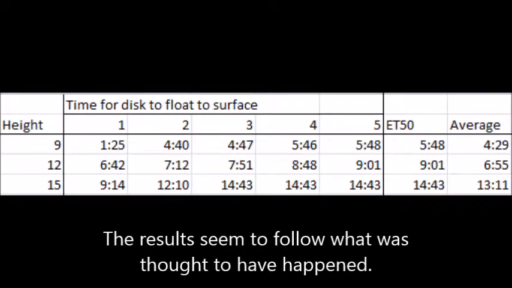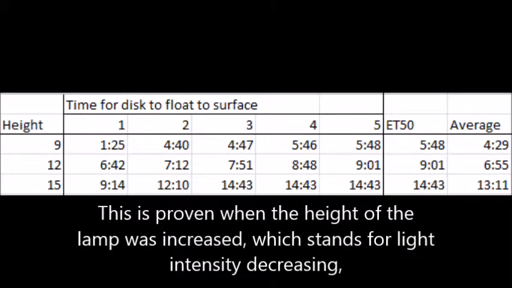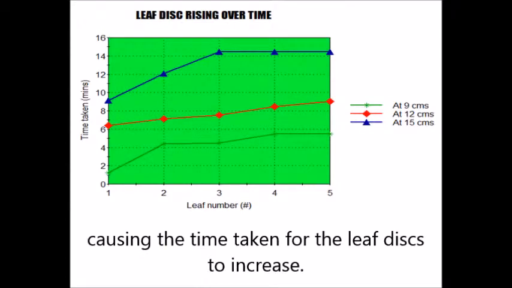The results seem to follow what was thought to have happened. As the light intensity of the lamp decreased, the time taken for the leaf discs to float to the surface increased. This is proven when the height of the lamp was increased, which stands for light intensity decreasing, causing the time taken for the leaf discs to increase.